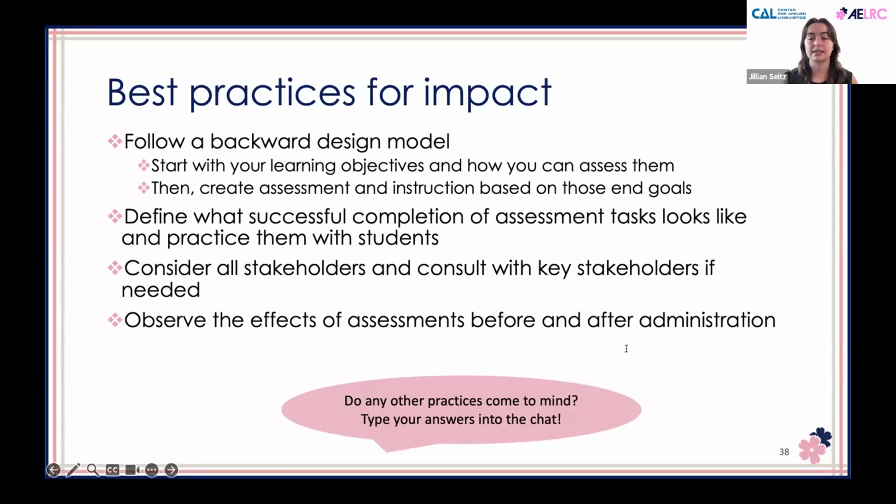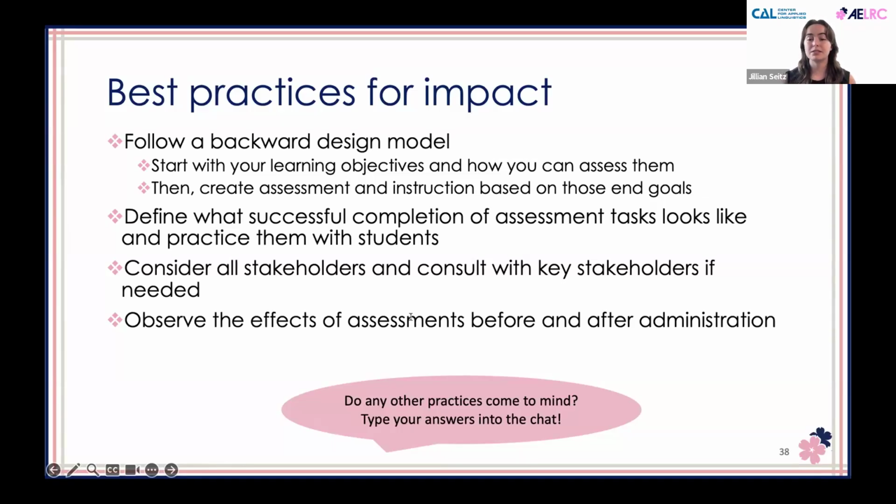What is sometimes missed is a full consideration of all possible stakeholders. Like we said earlier, this can even involve families and community members. It's important to consult with key stakeholders as well. If you are conducting an assessment that is part of a larger evaluation project, consulting with your department leaders or administrators can be a really important part of the process.